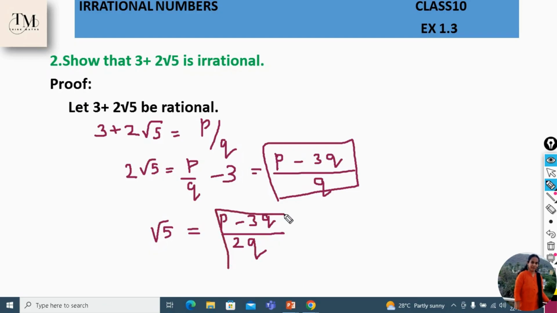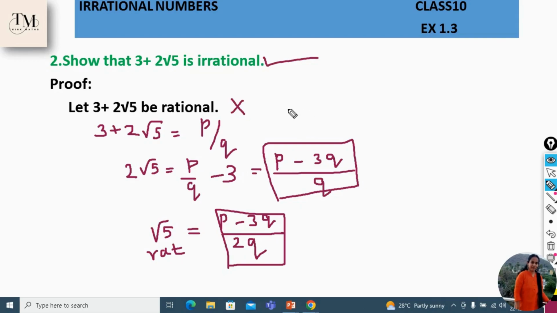So this value will be a rational number because p and q are integers. So 2 and 3 are also integers. If we calculate, this value will be a rational number. So this value is equal to root 5. So root 5 will also be a rational number. But we already proved that root 5 is irrational. So our assumption is wrong. Therefore, 3 plus 2 root 5 is irrational.